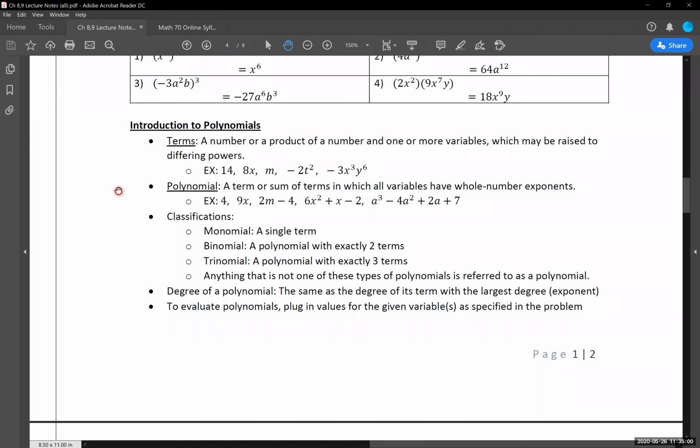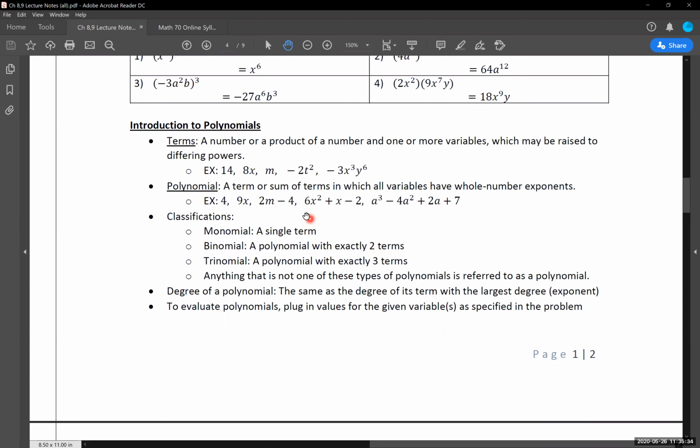So then we get into the expanded version on that when we start to add or subtract these things together. And this is where we get polynomials. A polynomial is a term or sum of terms in which all variables have whole number exponents. Basically a fancy way of saying I have a bunch of these different terms that are adding or subtracting together. And again, a polynomial can just be a single term of 4 or a single term of 9x.